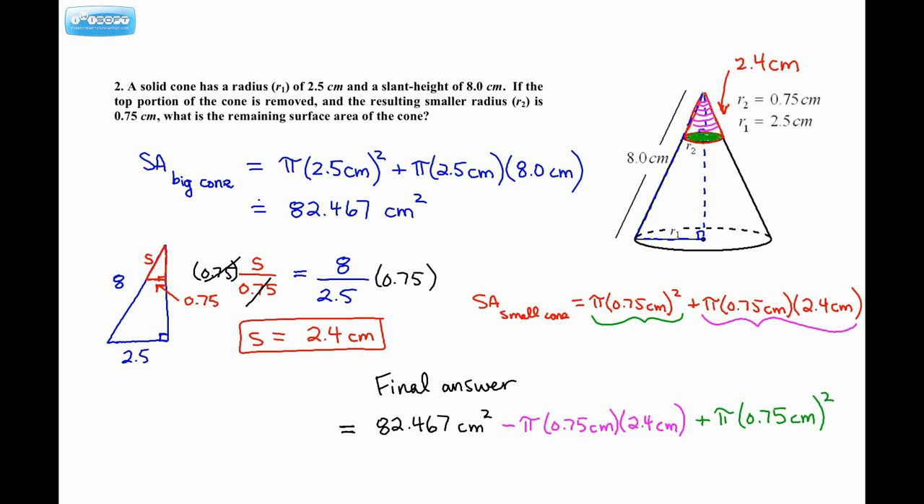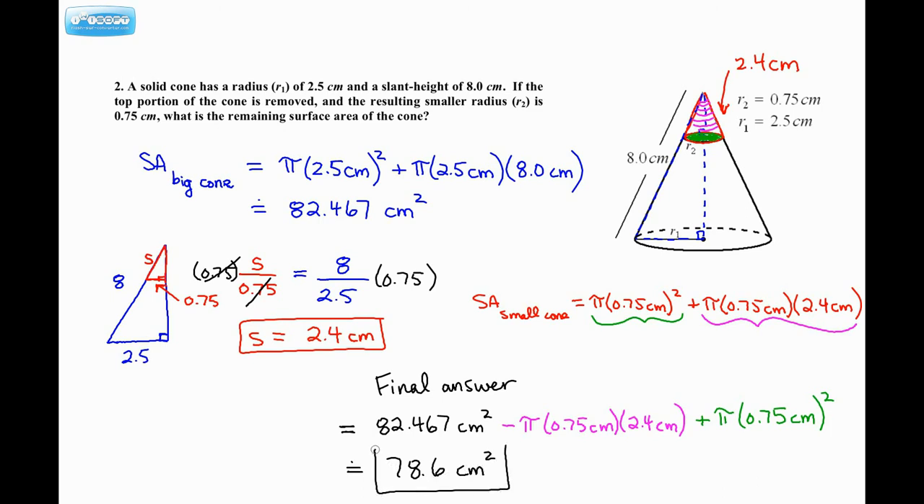squared. All right. So I'm going to work this out. So 82 minus pi times 0.75. Whoops. 0.467. And I get approximately 78 point, and I'll go to 1 decimal this time, 6. And this is centimeters squared.